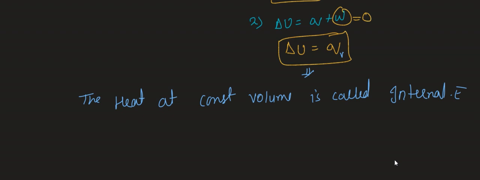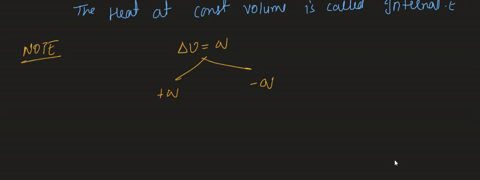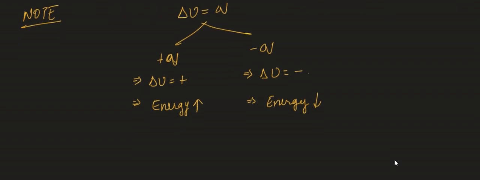Moving to the next one. The fourth condition is the adiabatic process. But before going to the fourth condition, let us take one small note. Just now you have written that delta U is equal to Q. Sometimes Q may be plus Q or it may be minus Q. If it is plus Q, delta U will be positive. If it is minus Q, delta U will be negative. Internal energy is nothing but energy, right? Positive means energy increases. Delta U negative indicates that energy decreases.